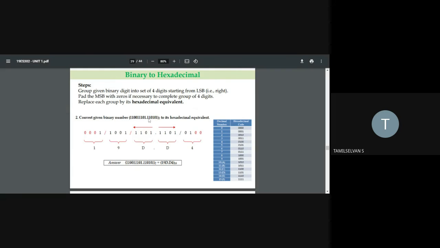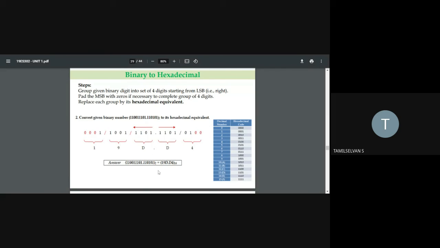So consider this number after the floating point: 110101. So 1101 has been separated, and the remaining 01 is there. So we can easily pad it with zeros, so 0100. I can easily add it.